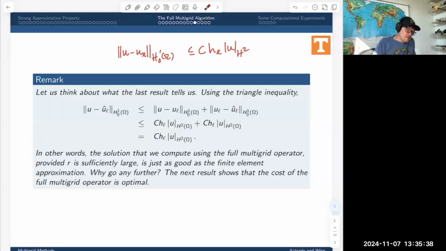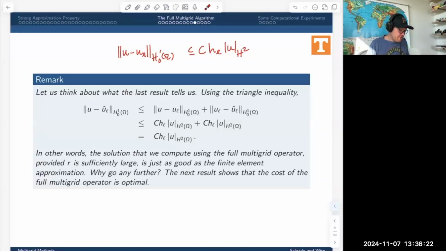Now, this says that the difference between the exact solution and the approximation that we generate via our full multigrid algorithm is just as good as the one that we would have produced by the finite element solution altogether. The way you can think about it is, roughly speaking, this is going to be 2 times larger than that, because it has that error in it plus another algebraic error. So figure it roughly to maybe 3 times larger. But it's still going to be the same asymptotic order. It's still going to be order HL as HL gets smaller and smaller.